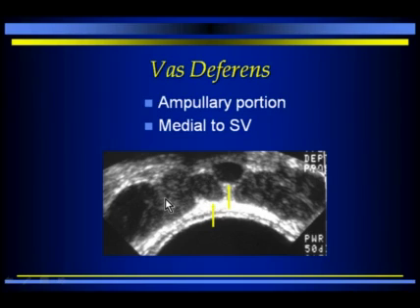Now the vas deferens is most clearly seen here because this is the most distended part of the vas. It's called the ampullary portion. But if you turn on this, you can actually follow this vas deferens out, and sometimes you can follow it out laterally to where the ureter crosses under the vas deferens.